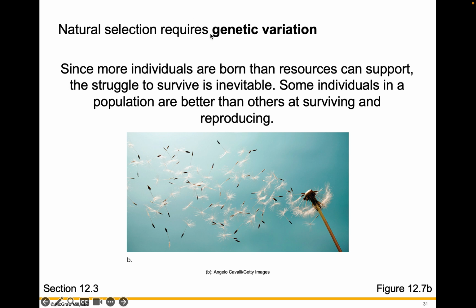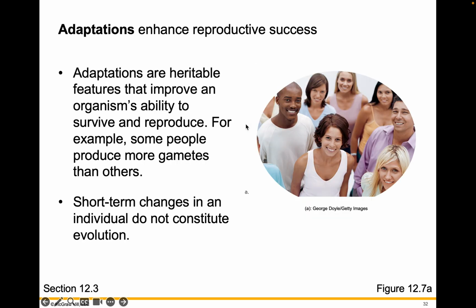Natural selection requires genetic variation. Since more individuals are born than the resources in an environment can support, the struggle to survive is inevitable. Some individuals in a population are better than others at surviving and reproducing. Adaptations enhance reproductive success. So reproductive success or fitness is the number of babies that you get to put into the next generation, right? So my own reproductive success is about to go up. My own fitness is about to go up because I'm about to have another baby, right?